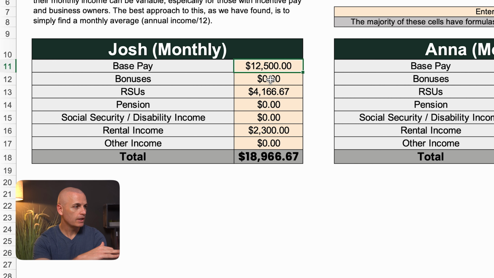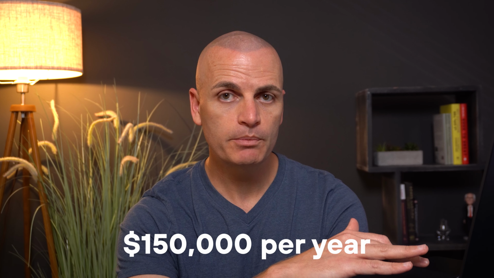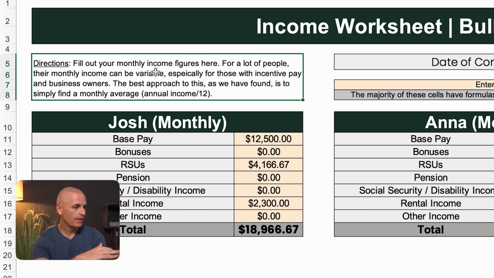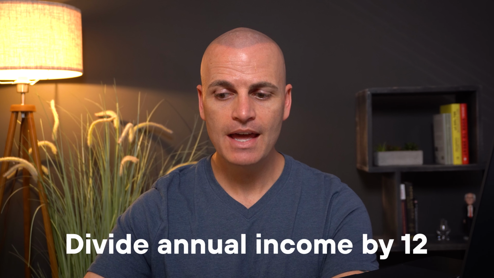Josh, he brings in about $150,000 per year, and whenever we put together this income worksheet and the expense worksheet, we want all these numbers in monthly data points. So I included just brief directions here on how to do this. The best approach is to just define the monthly average. If you have variable income, figure out what your annual number is and divide it by 12, and that'll get you closest to reality here.